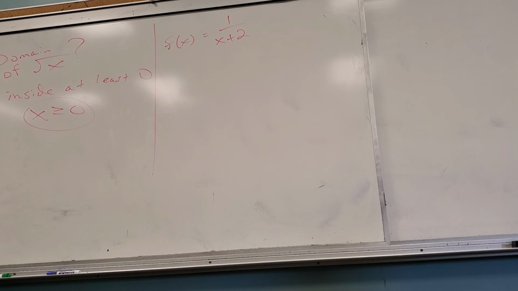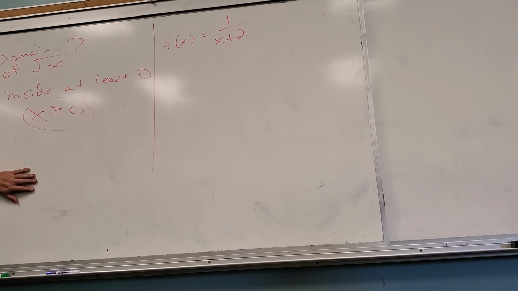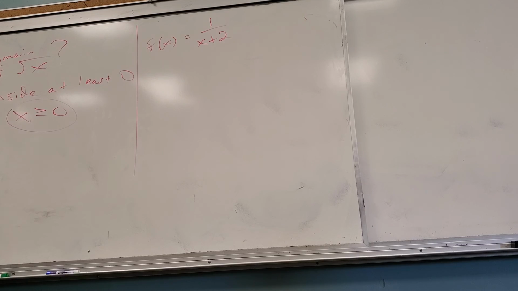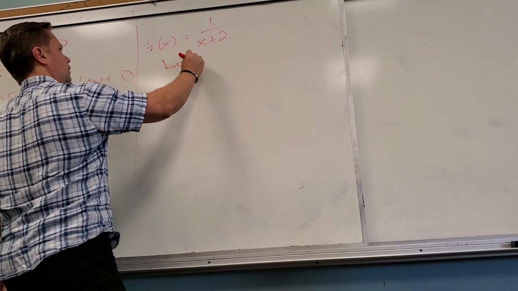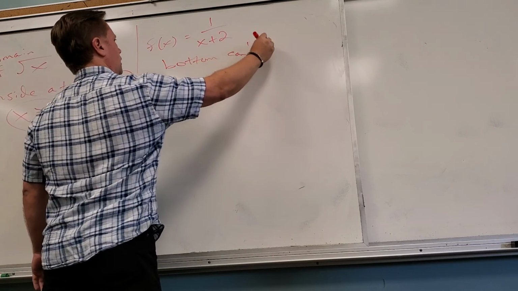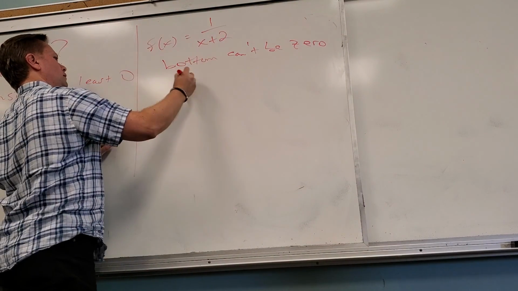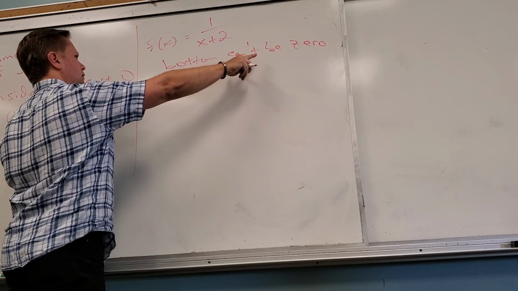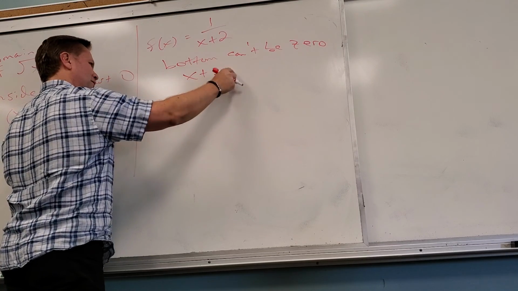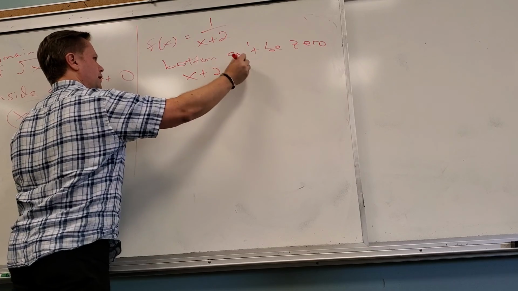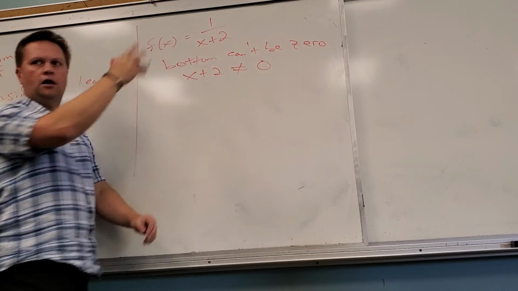I hear them too. So in English, what can't happen here? The bottom can't be 0. All right, now rewrite that in Mathish. The bottom, x plus 2, can't be 0. What's the symbol? Not equal to. So x is not equal to negative 2. Yeah. And that's all.